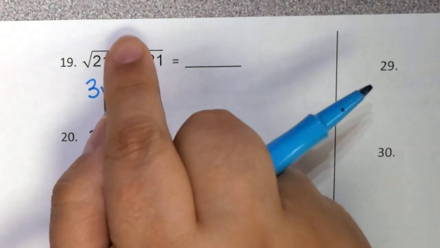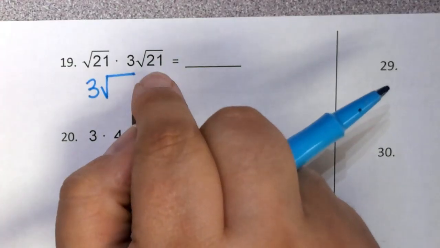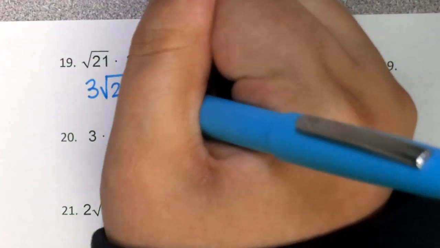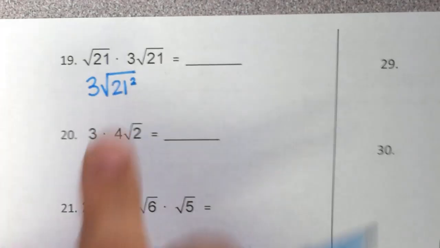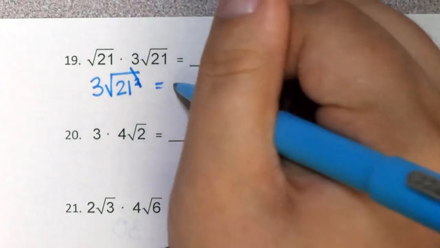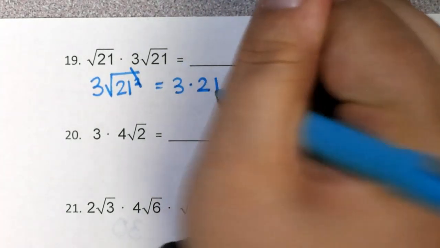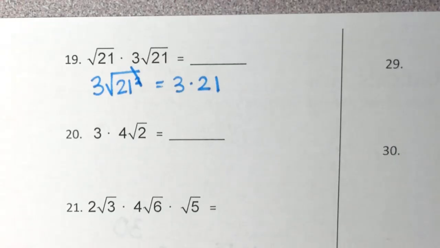So do you agree I'm multiplying something by itself? Instead of multiplying it in my calculator, do you agree I could just write 21 squared? And what do I know about the square root of 21 squared? It cancels out. So this is just 3 times 21. That one's a little weird, right? It's definitely weird.